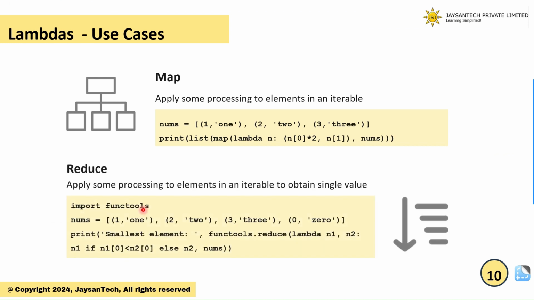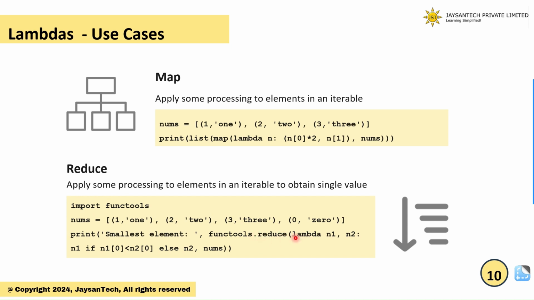Next we have the reduce function. Now what does the reduce function do? It will basically apply some processing to all the elements in your iterable and reduce it to a single value. For example here, I'm trying to find the smallest element in this nums list. Okay, so here it is 1. So what will I do? I'll use a reduce function.